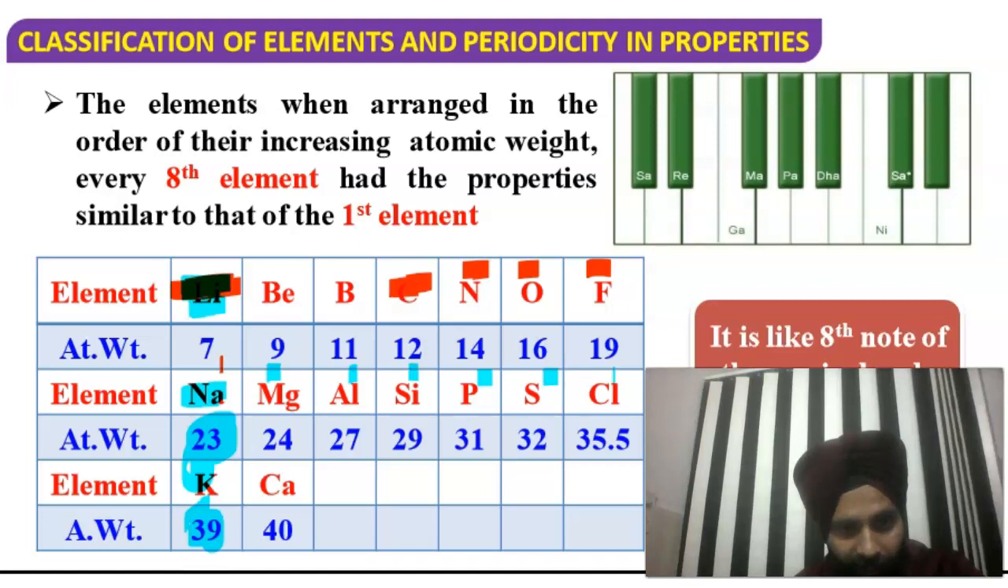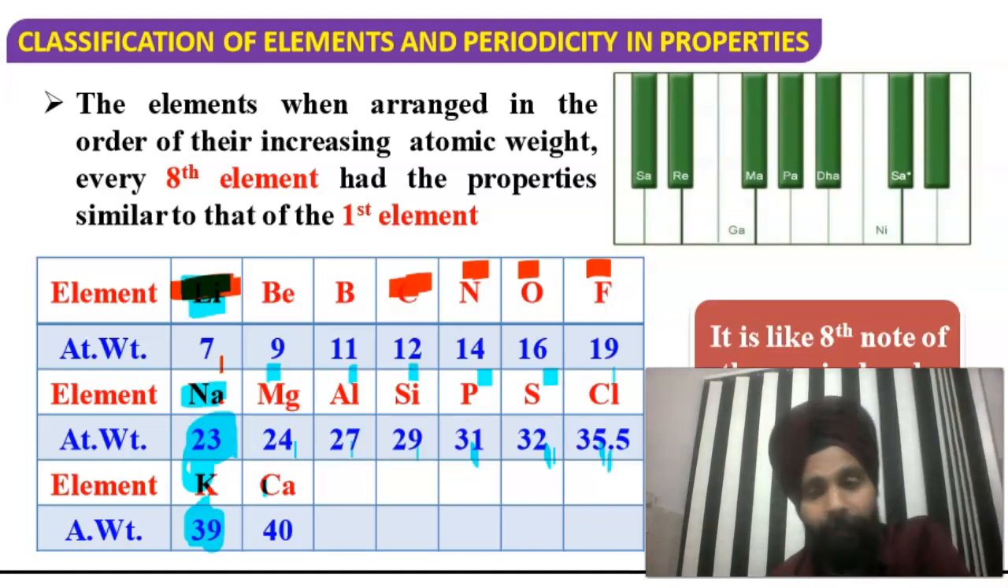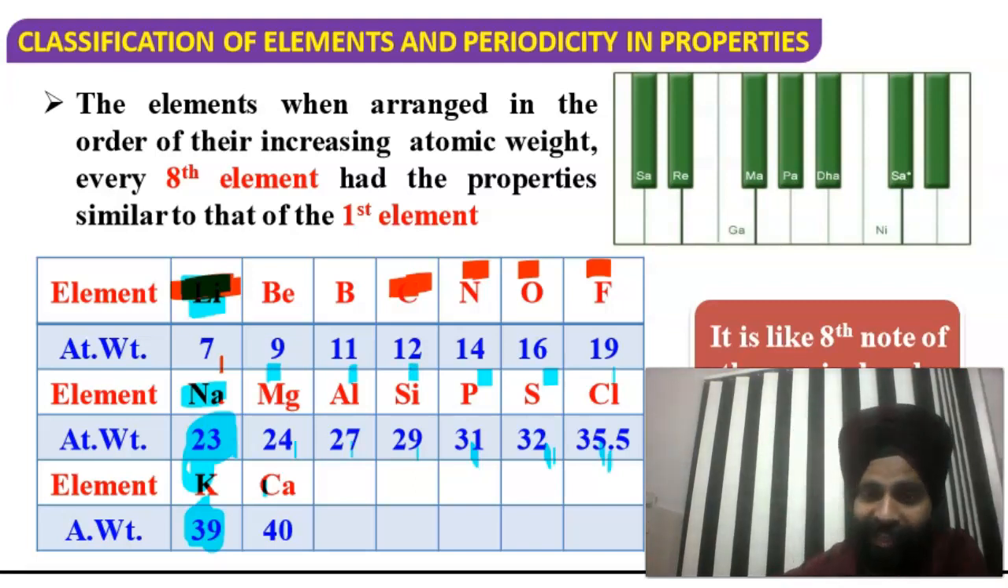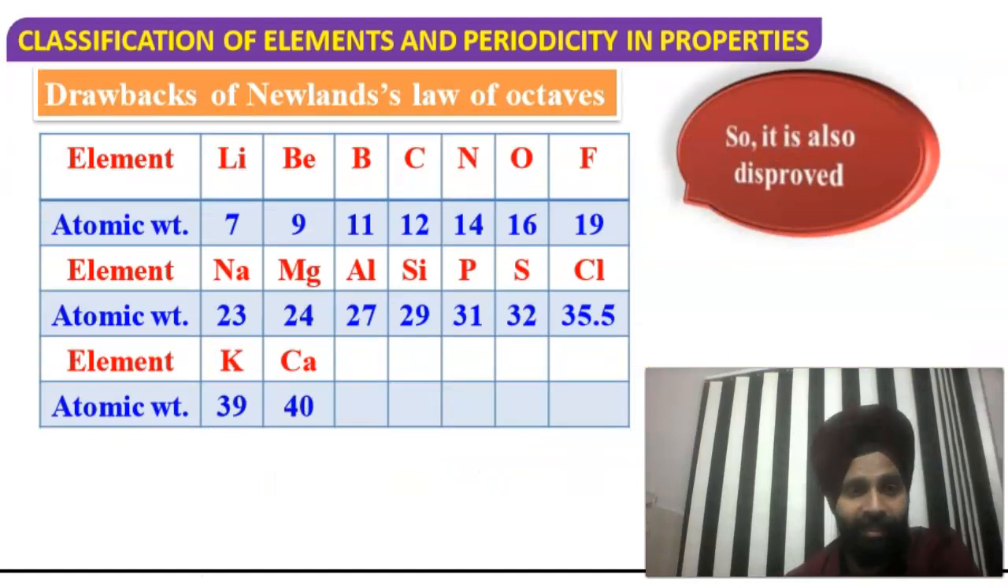If we count here, 1, 2, 3, 4, 5, 6, 7, here comes 8. So potassium, lithium and sodium all three have similar chemical as well as mainly physical properties. Remember one thing: the meaning of triad is 3 and the meaning of octave is 8.